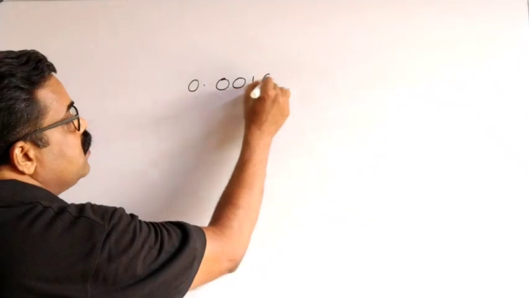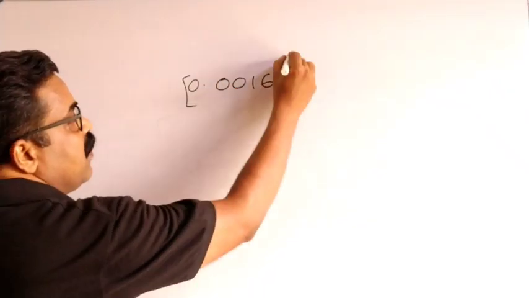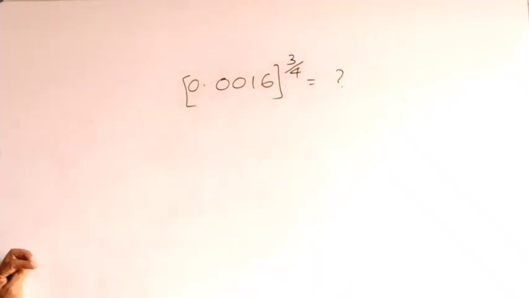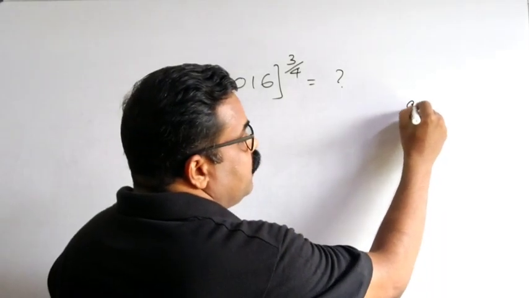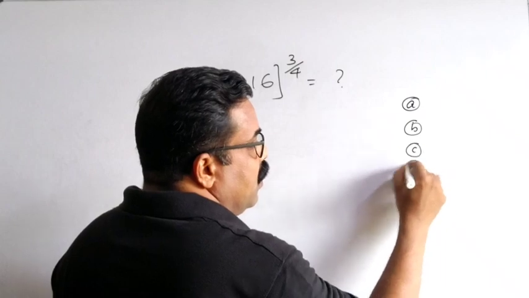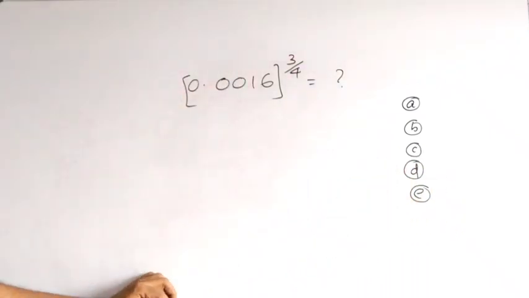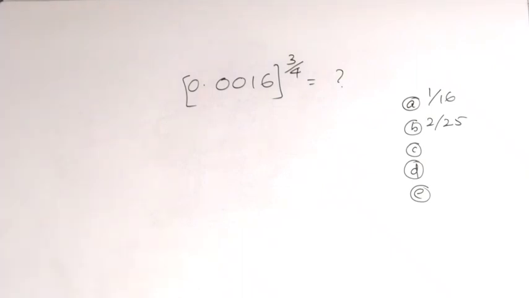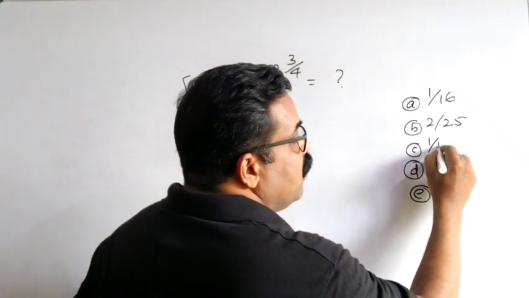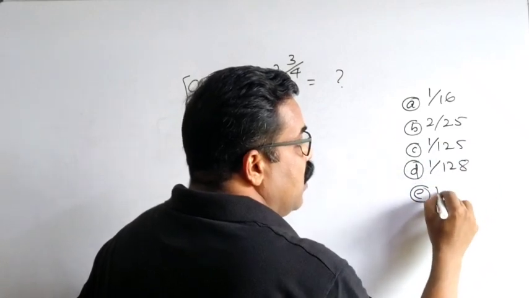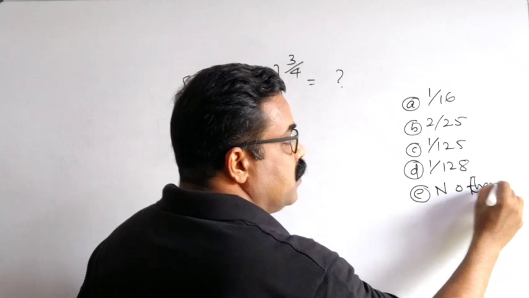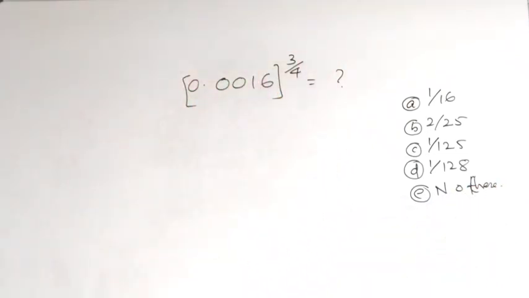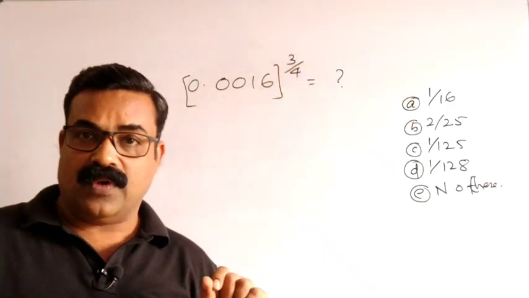So the next question is 0.0016 power 3 by 4 equal to what? 0.0016 power 3 by 4 is equal to what? 5 options are also given. What are the options? 1 by 16, 2 by 25, 1 by 125, 1 by 128, and none of these. 5 options are given to you. 0.0016 power 3 by 4 is equal to what?